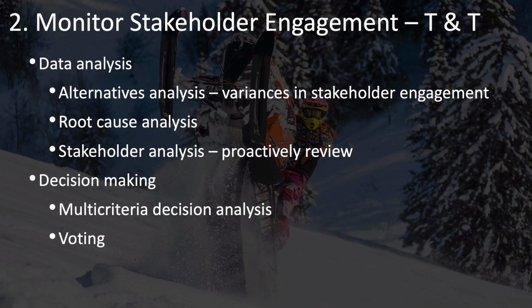You'll also want to use some root cause analysis to see if you can get to the root of why the stakeholder is not engaging as you'd like them to. Once you come up with some alternatives, you can then make some decisions. And so you may need some decision-making skills and tools and techniques, such as multi-criteria decision analysis or voting, to choose the best course of action to improve engagement. You also have stakeholder analysis, because you should be frequently and proactively reviewing your stakeholder analysis and keeping it up to date.